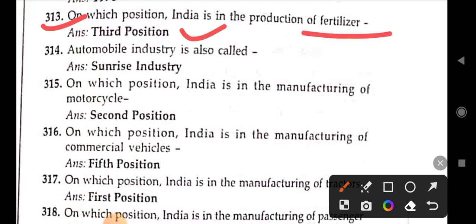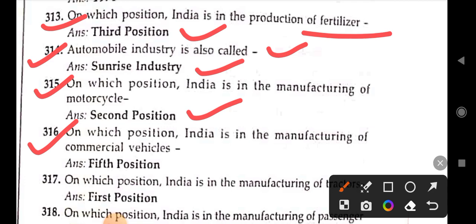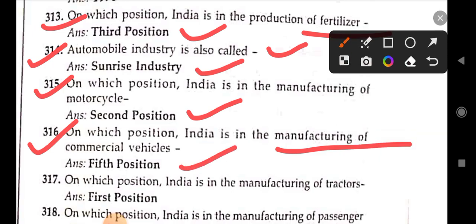Next, on which position is India in the production of fertilizer? Third position. Automobile industry is also called sunrise industry. Which position is India in manufacturing of motorcycle? Second position. On which position is India in the manufacturing of commercial vehicle? Fifth position. Next, on which position is India in manufacturing of tractor? First position.